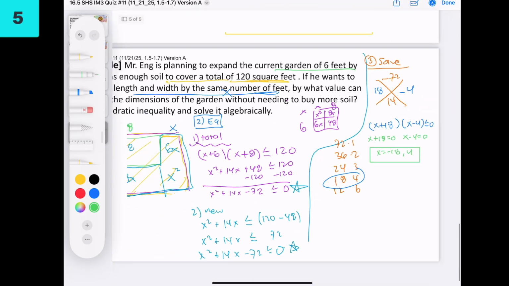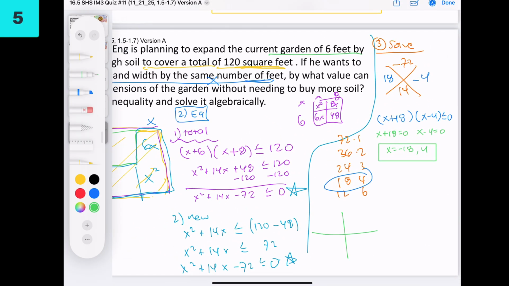Let's draw a quick graph so you can see what's happening. Negative 18 and 4 is what we just found. So we're graphing this one, negative 72. I know it's opening up because your a value is 1. So your graph looks like this. The solutions from negative 18 to 0 do not make sense. You cannot expand a garden length by negative numbers. So the only one is 4.